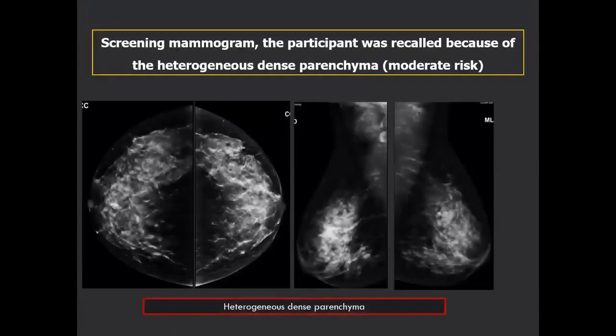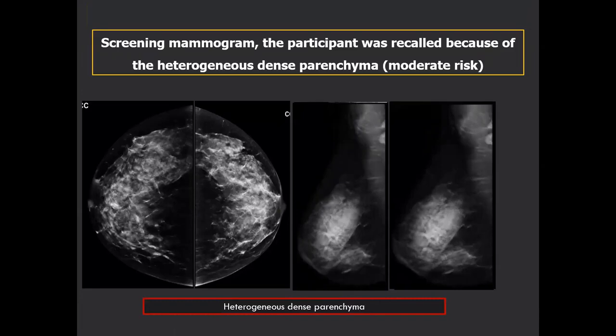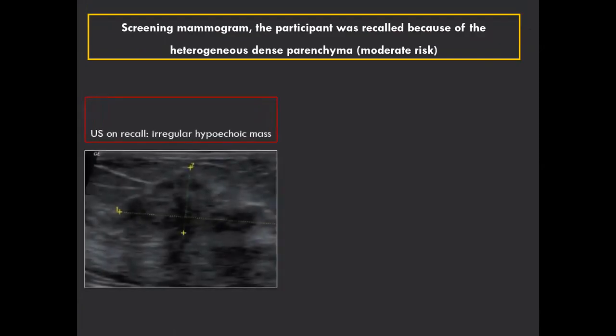This is another screening mammogram. The patient was classified as a moderate risk because of this heterogeneous dense breast parenchyma. On recall, she had tomosynthesis, and again, tomosynthesis was non-informative. On her ultrasound examination, we saw the spiculated outline mass lesion in the right breast.